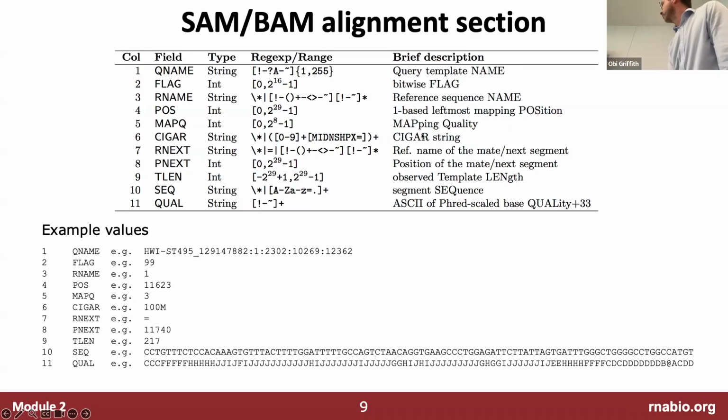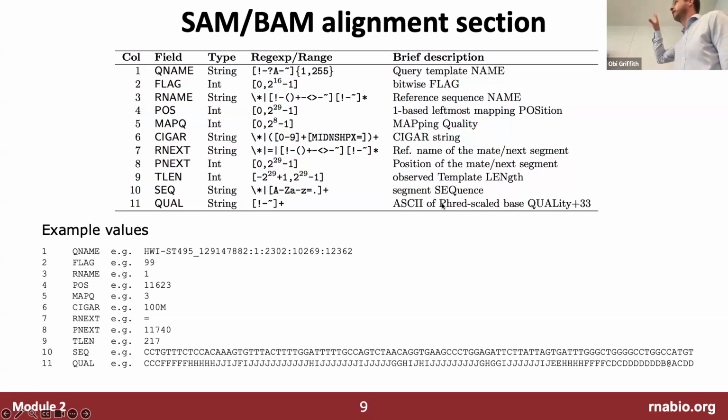A cigar string, we're going to talk about what this means. And then the reference sequence name and position of the mate, so it tells you where the read maps and where its pair maps. The length of the template. This gives you a sense, if you have paired sequence data, of the inferred size of the fragment that was sequenced. And then the actual sequence and the quality string at the end.